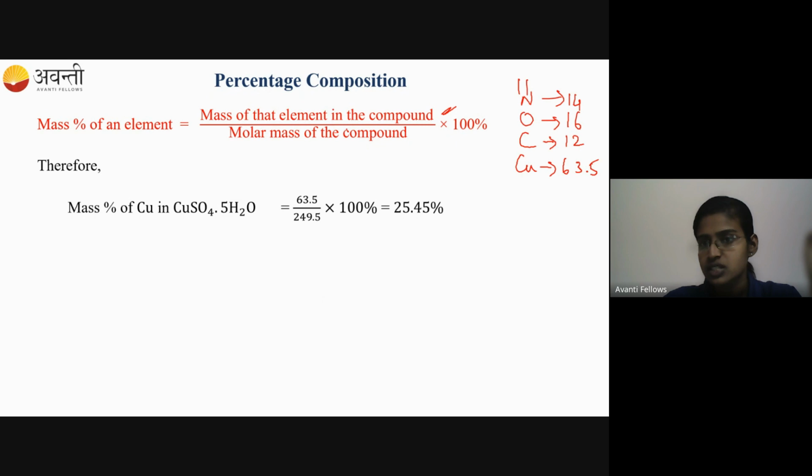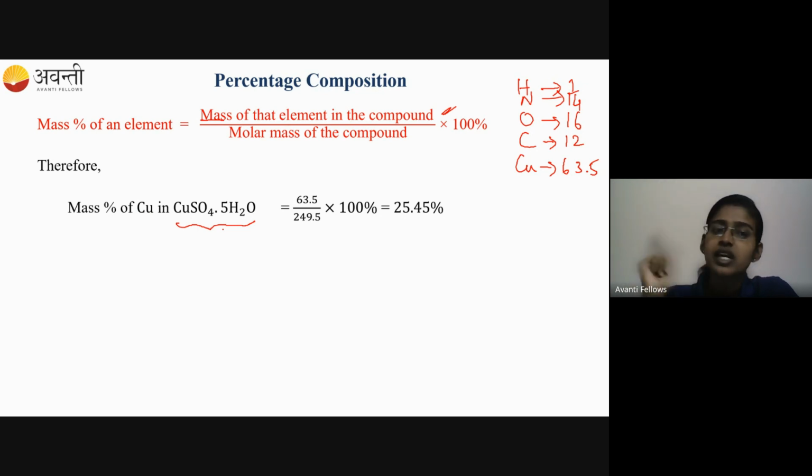For hydrogen, it is 1. So like this, for copper, the atomic mass is 63.5. So mass of that element divided by molar mass. How to find out the molar mass? Just now we have seen, just sum up all the atomic masses. You will get the molar mass. So if you sum up everything, you will get 249.5, into 100. So 25.45% of copper is present in this particular compound.